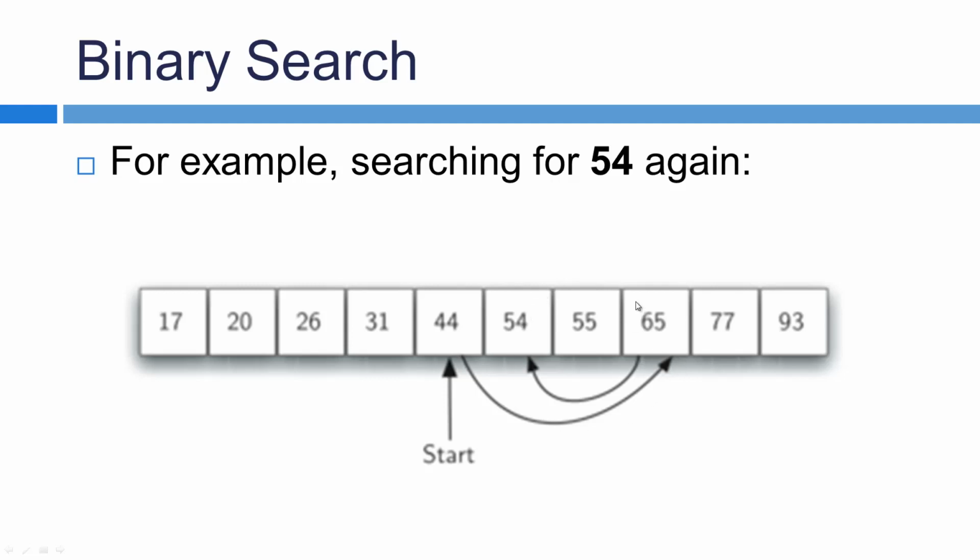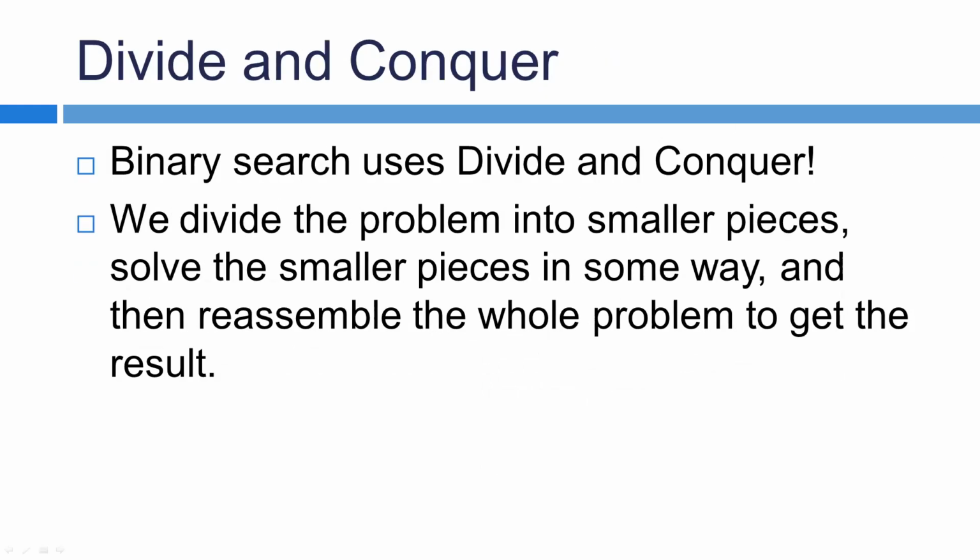So we jump to the middle here, which is 65. Since it's greater than 54, we can keep doing this, basically splitting that list in half, which is why it's called binary search, and continually go until we find the actual element that we're looking for. Binary search uses divide and conquer. We divide the problem into smaller pieces, solve the smaller pieces in some way, and then reassemble the whole problem to get the result. You'll hear that term divide and conquer quite a bit when you're studying data structures and algorithms.